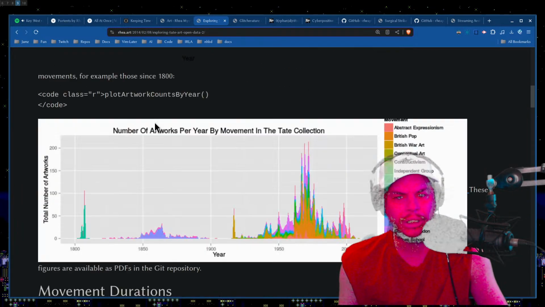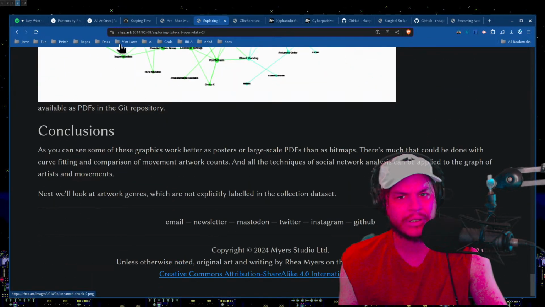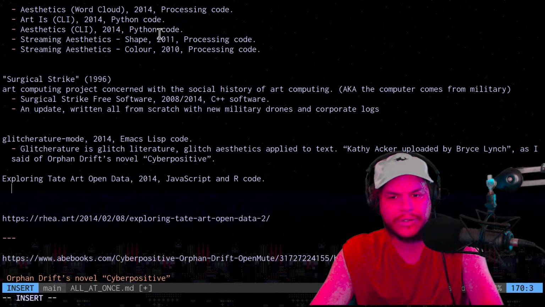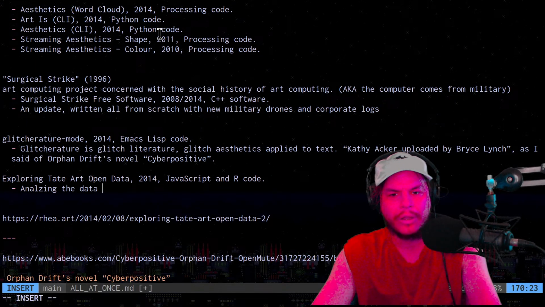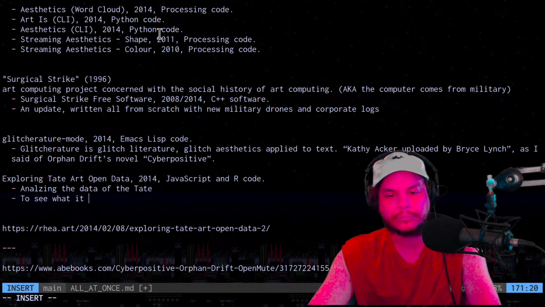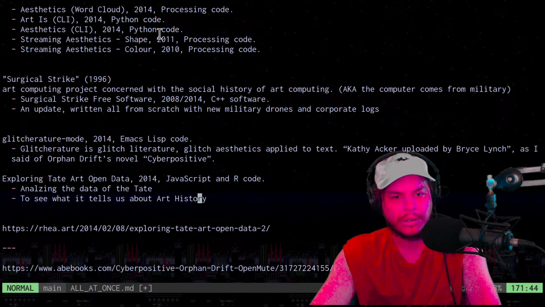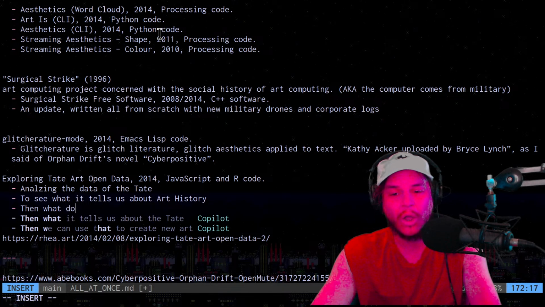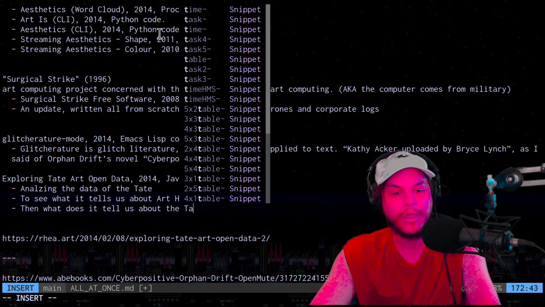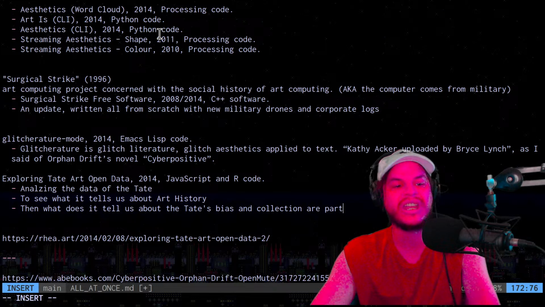Here's the OG. Got a nice little article. This is very fun. PDFs. Love this. Okay, so this is analyzing the data of the Tate, to see what it tells us about art history. Then, what does it tell us about the Tate's biases and collection in particular?